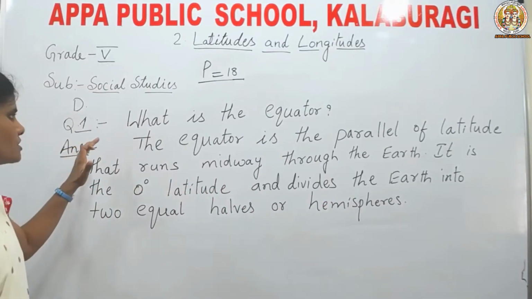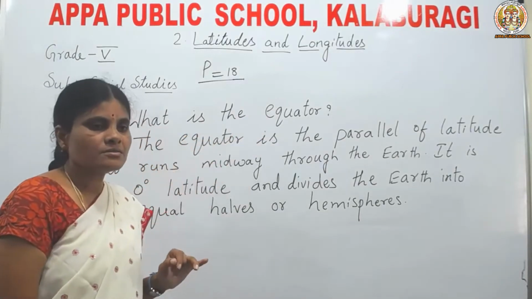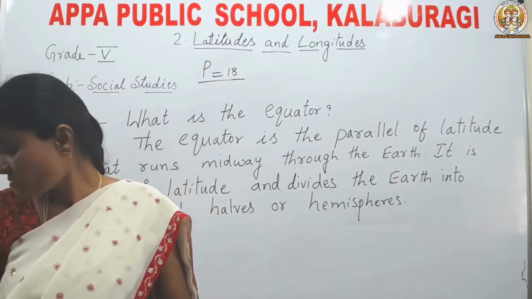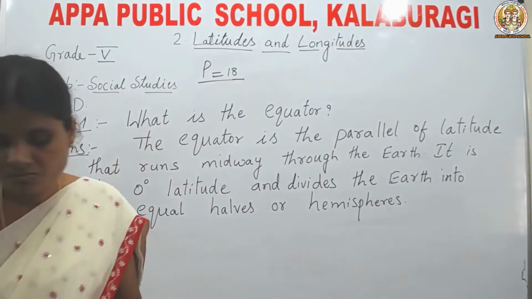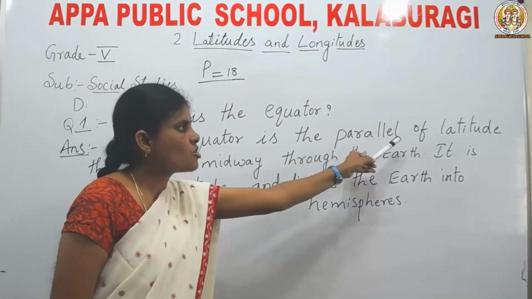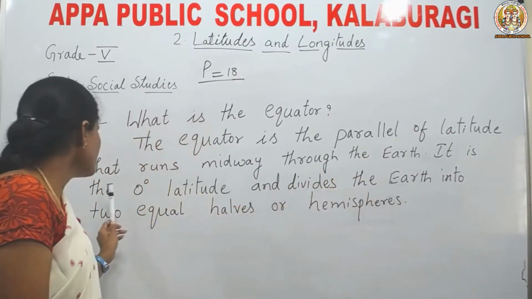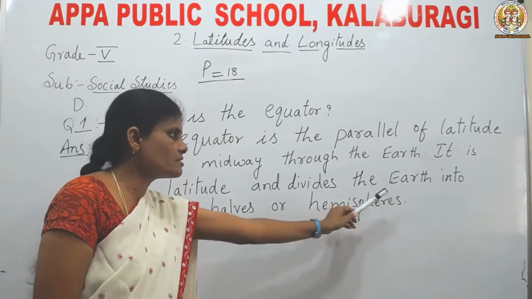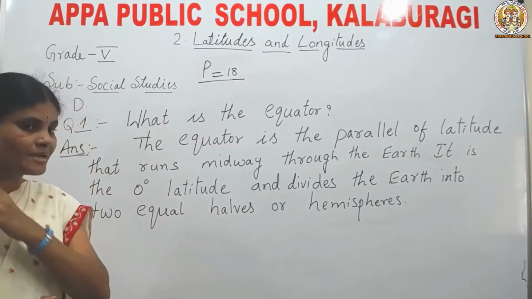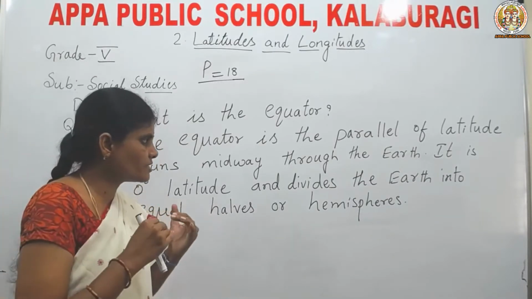Say first question under D, first question. Say children, what is the equator? This is the question. What is the answer? The equator is the parallel of latitude that runs midway through the earth. It is the 0 degree latitude and divides the earth into two equal halves or hemispheres. Equator is an important latitude. Why is it an important latitude? Because it divides the earth into two equal halves.